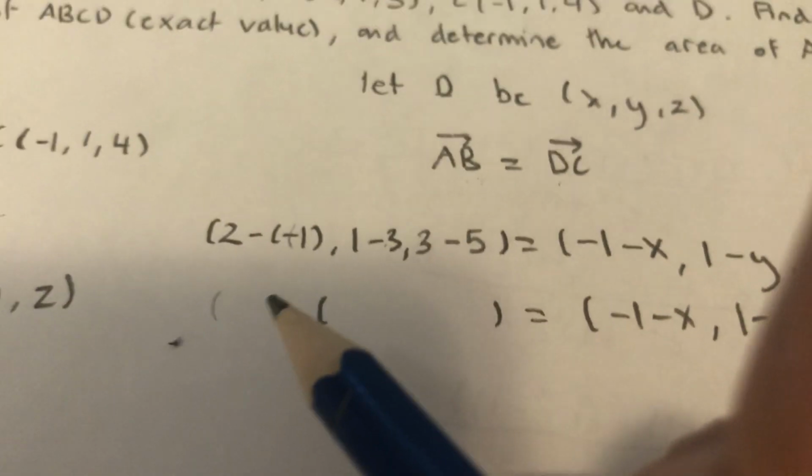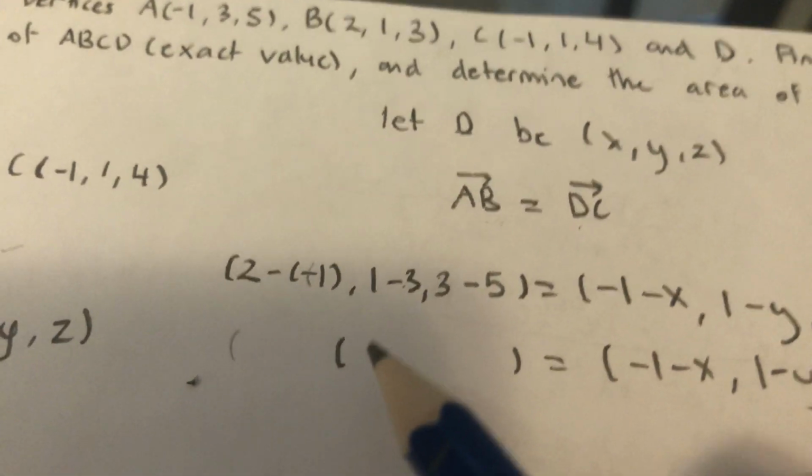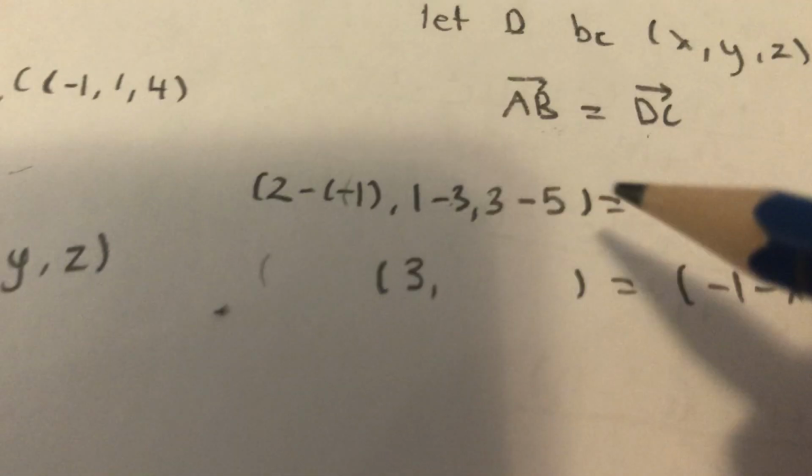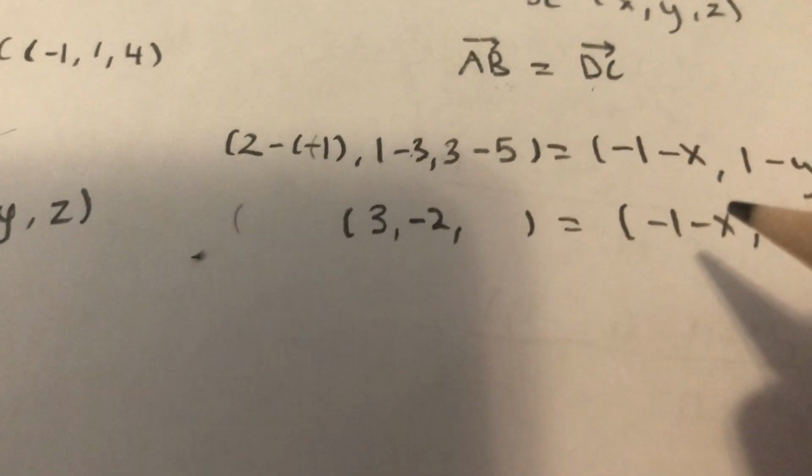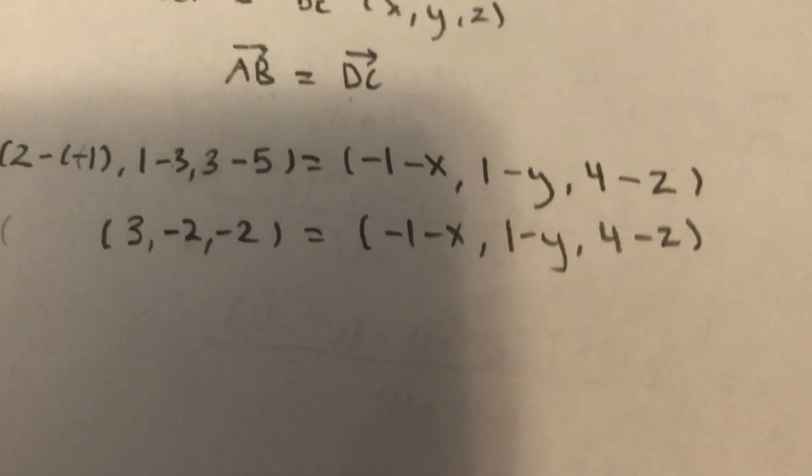So we have -2 minus -1. That'll just be 2 plus 1, which will give us 3. 1 minus 3, which is -2. And 3 minus 5, which is also -2. So this is what we have so far.